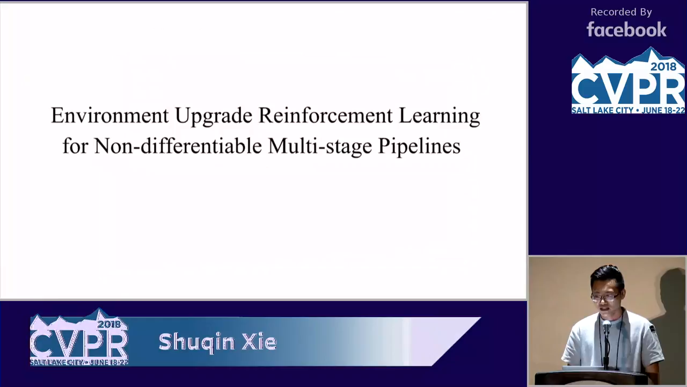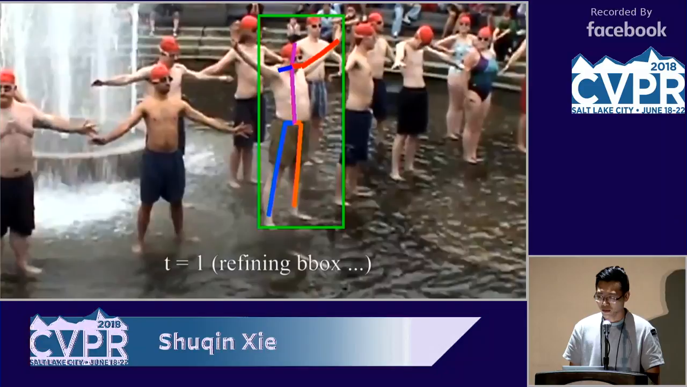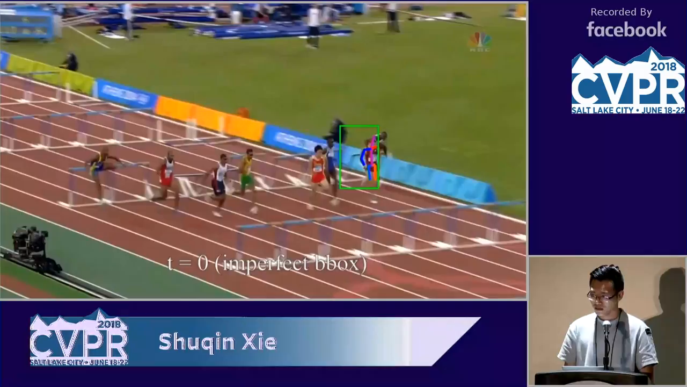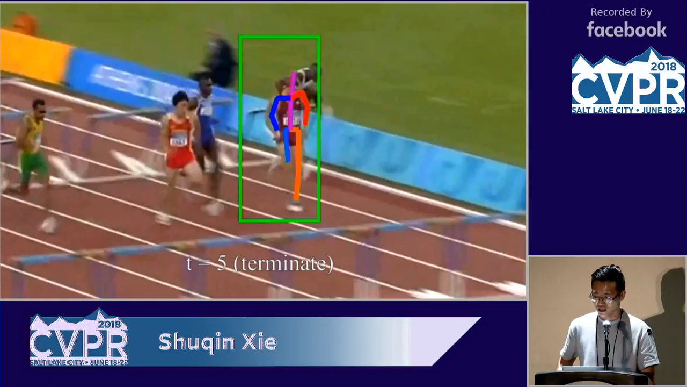We conduct several experiments, and the first experiment is on pose estimation. This is a refinement process of the bounding box to obtain better pose estimation. And here's another example. As we can see, the pose is getting better as the bounding box is more correct.